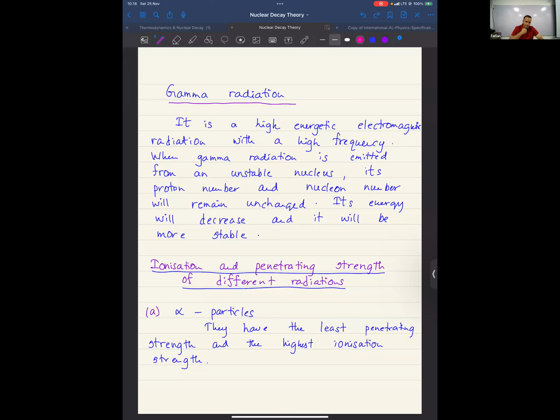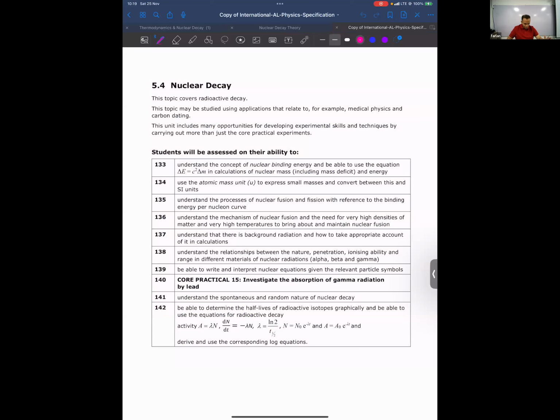Its proton number and nucleon number will remain unchanged. Full stop. Its energy will decrease and it will become more stable.